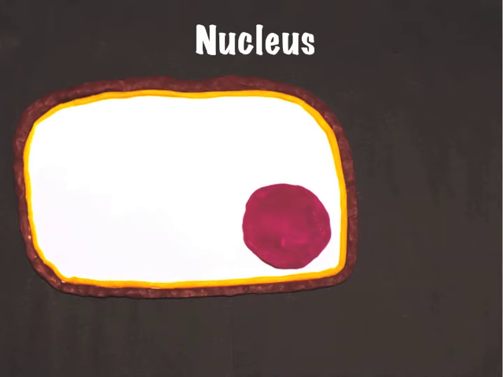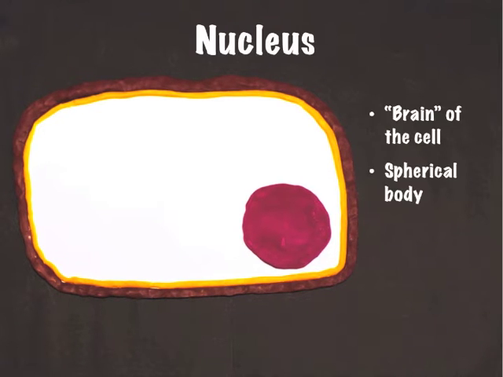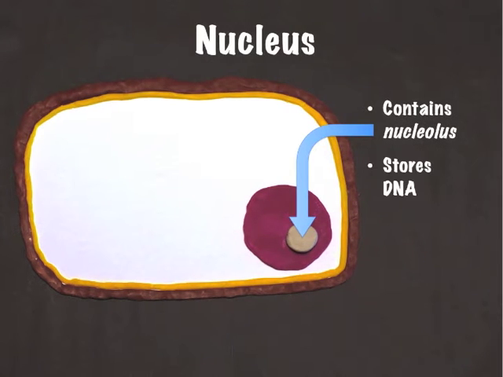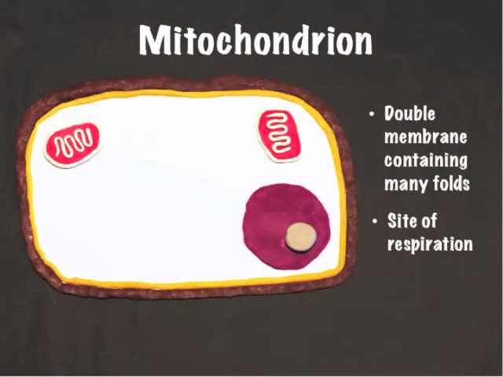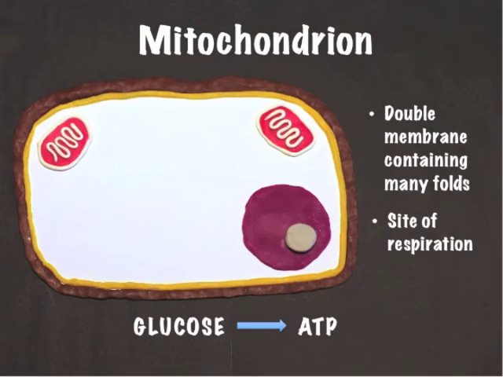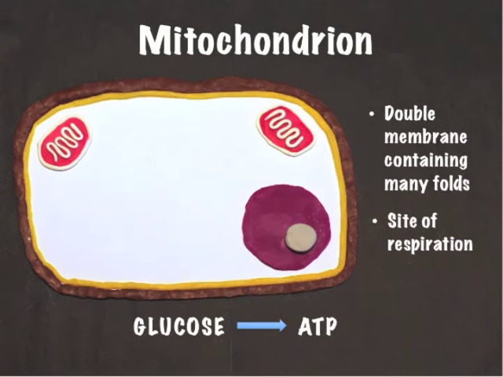The nucleus controls the cell's activity. It has a spherical body and boosts productivity. It contains the nucleolus and stores DNA, and allows protein synthesis to get underway. The mitochondrion's double membrane serves a special purpose. The many folds contained inside increase its surface area. It is the site of respiration, thus releases energy by converting the molecule glucose into ATP.